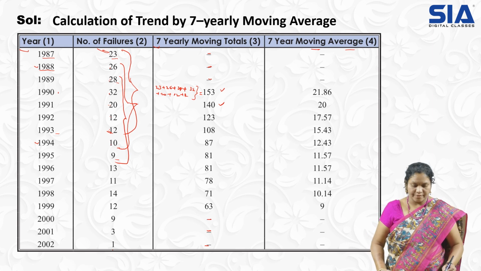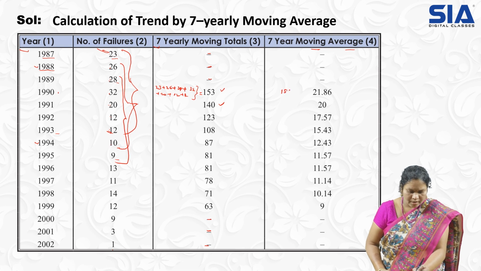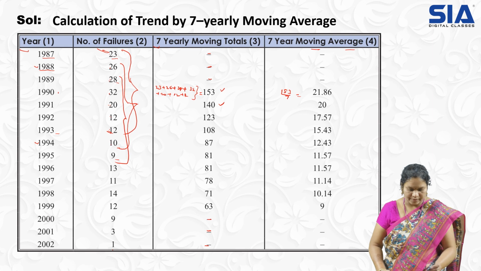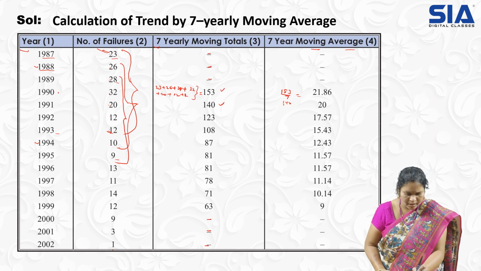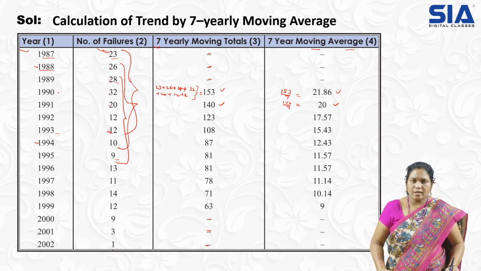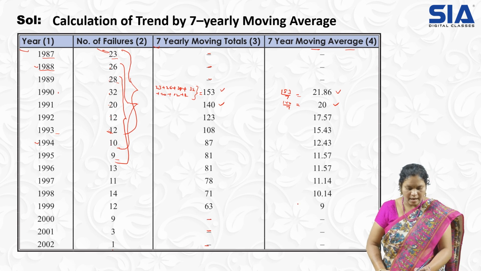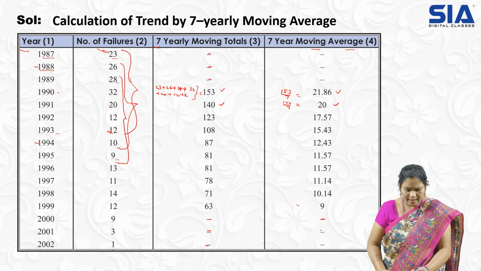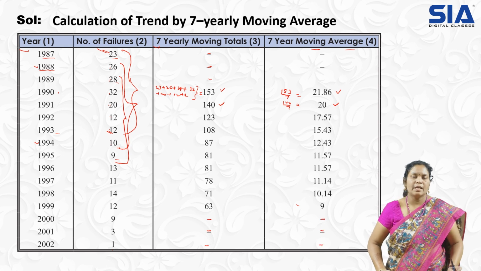So 153 you have to consider, 153 divided by 7, because we are doing 7-yearly moving averages. So you have to go on doing the average until the last value. Similarly 140 divided by 7, so 20 you will obtain. Like that, because it is the 7-year moving average, you divide by 7 and you'll get the 7-year moving average until the last value. And obviously 3 values are missing here. Here also the first 3 and the last 3, just keep a dash here. So this is how we do the 7-yearly moving averages.